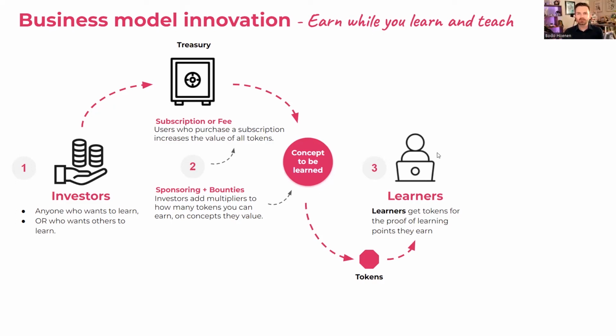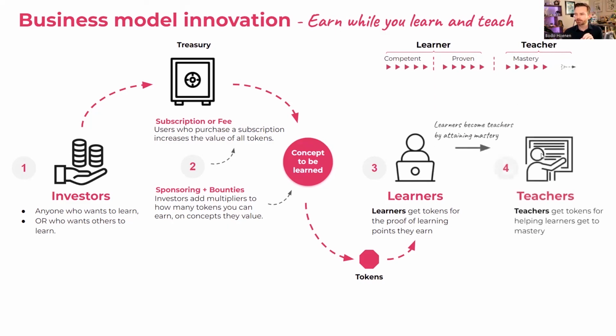And now I want to share with you the first real powerful feedback loop. Remember I said that the only difference between a learner and a teacher is the number of points they've earned within that particular concept. So quite quickly, we have learners earning enough points to become masters, and then they graduate to become teachers. And this is when the first positive feedback loop happens. Because as soon as you're a teacher, you have an additional multiplier to how many tokens you can earn by teaching other learners and getting them to become teachers.